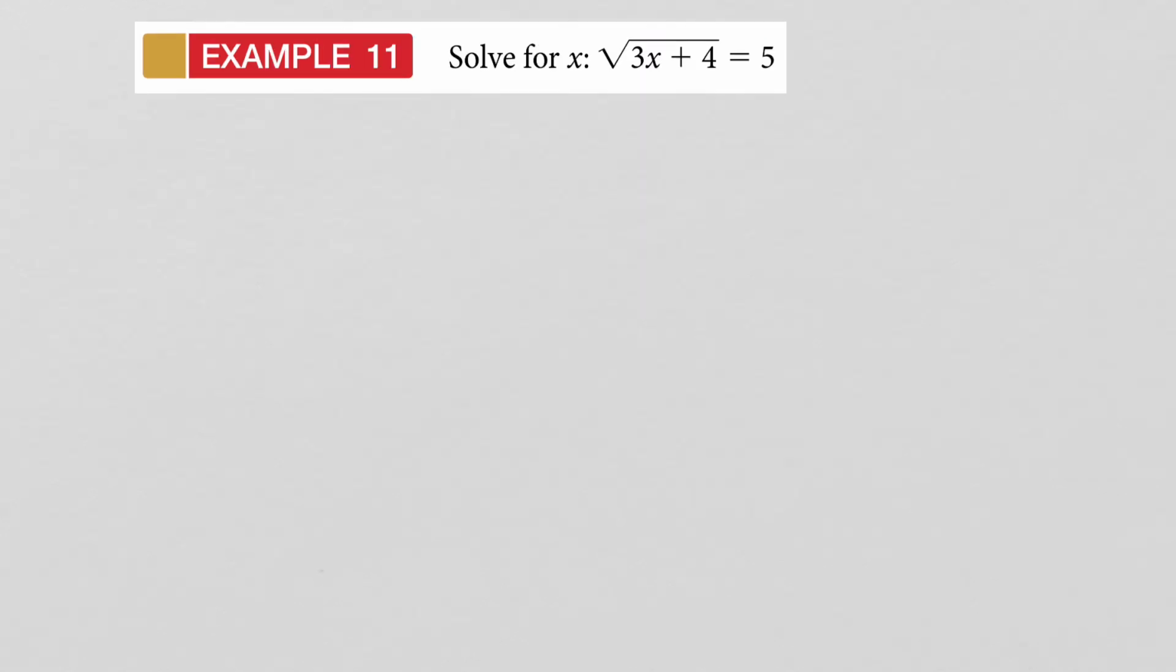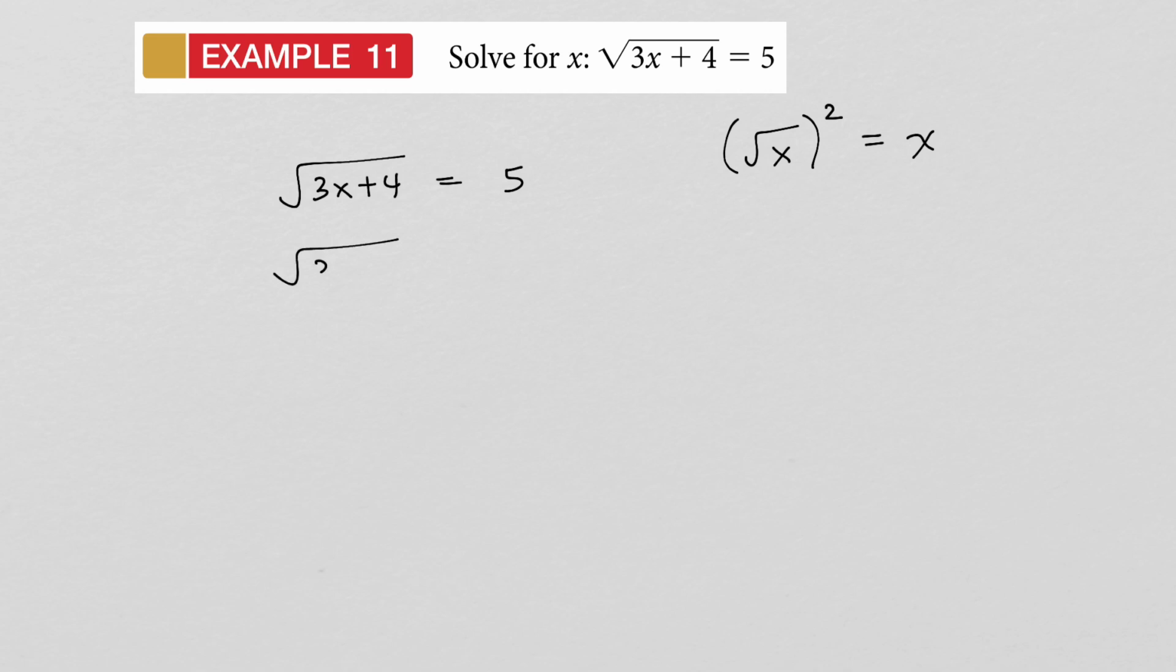Another type of equation that we run across is an equation that involves a square root. So here we have the square root of 3x plus 4 is equal to 5. How should we solve a square root? Well, you want to get rid of the square root, okay? So let's remember that if we have a square root, such as the square root of x, if we square that, this just becomes x. So what we're going to do here is we're going to square both sides of the equation.